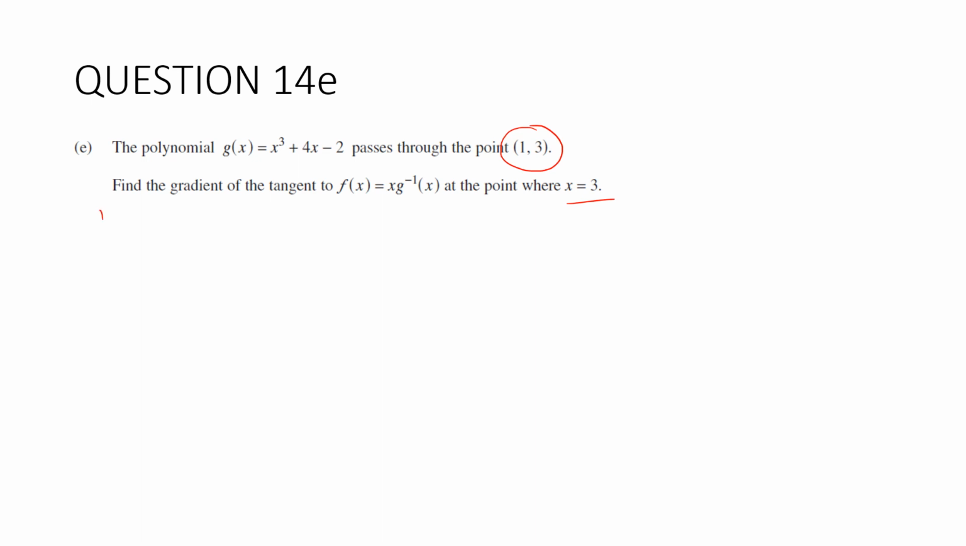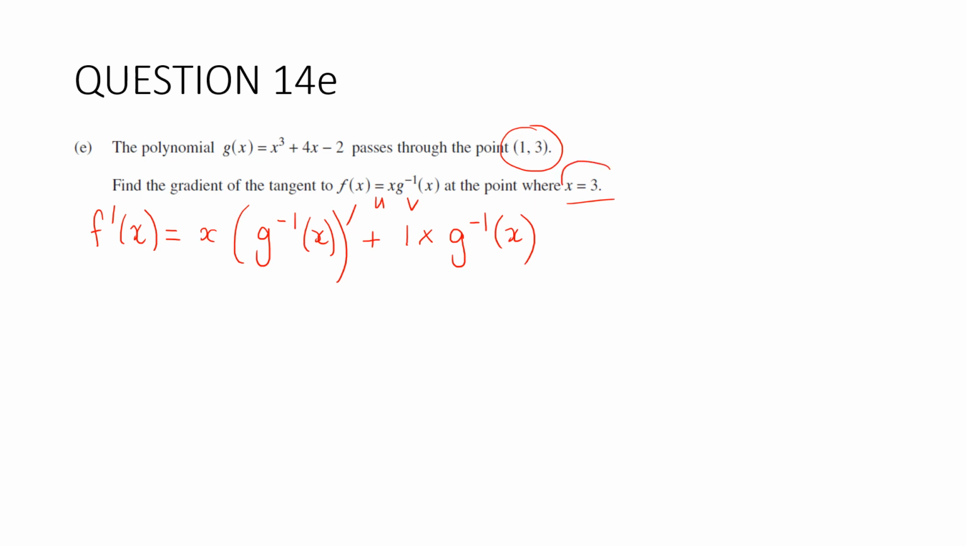Alright, so let's start by differentiating this. I'm going to use the product rule. We're going to let u equal x and v equal inverse g. So we're going to get x multiplied by the derivative of the inverse function of g plus 1 times inverse function of g. Okay, and we're wanting this when x is equal to 3. Now, the first thing that we know is if g of x passes through the point 1, 3, then the inverse function passes through the point 3, 1. So this is going to equal 1, and that's going to be important for here.